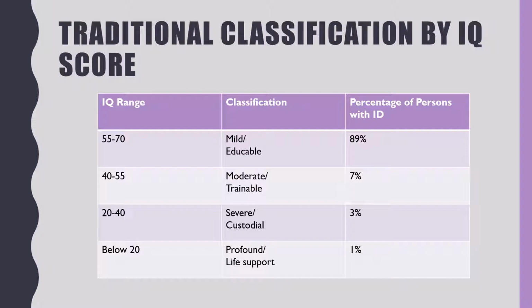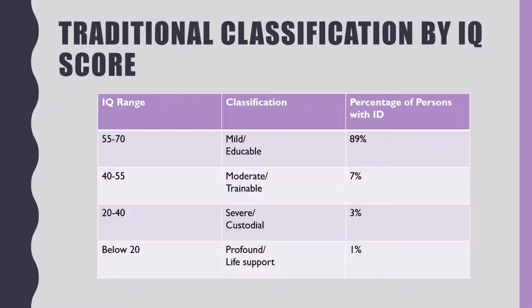Here is a chart showing the classification of ID. You can see that 55 to 70 is considered mild. These individuals will often have delayed communication skills and minimal delays in sensory motor areas, but deficits might not be recognized until school age. An IQ of 40 to 55 is moderate ID. These individuals will show delays in talking and communication, but will eventually develop functional language skills. They will often exhibit poor social awareness and fair motor development.